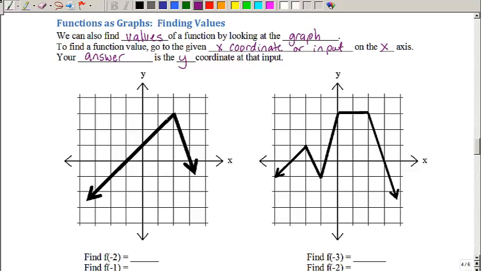Let's look at the first graph and assume that this function's name is f. I'd like to find f of -2. So I'm going to -2 on my x-axis because -2 is my input or my x value. I'd like to know what is the corresponding y value at the point on the graph. Well, you can see the point on the graph is (-2, -1). So therefore f of -2 is equal to -1. And the corresponding point is (-2, -1).